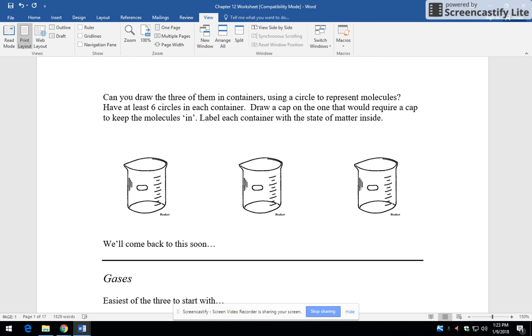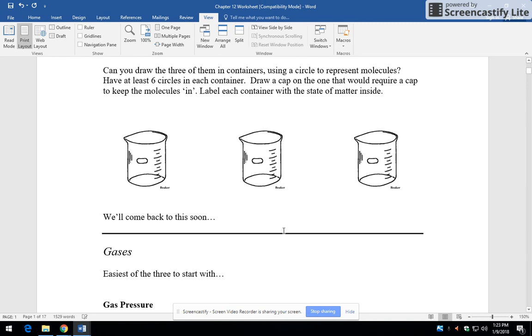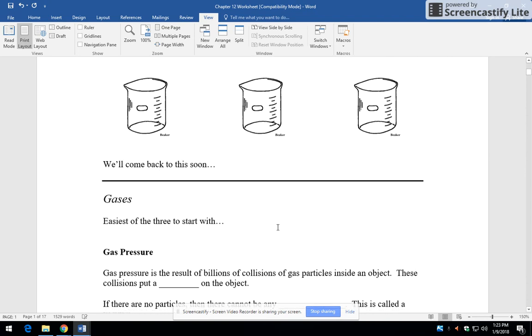Now it also says to draw a cap on the one that requires a cap to keep the molecules in the beaker. Label each of those containers with the proper state of matter, and that's part of your homework, so make sure that you have that done to compare with your groups tomorrow. Not the hardest thing you've had to do all year, I understand, but still, let's do it.